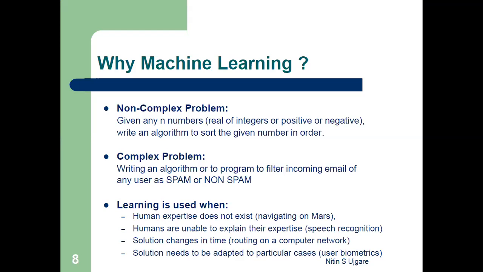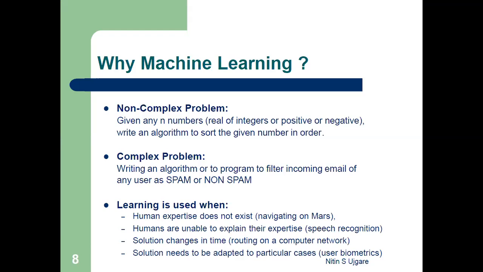So why machine learning? Machine learning is required to solve many complex problems. It is not feasible to solve these complex problems by writing traditional algorithms or programs. So the problems are divided into two types, the non-complex problem and the complex problem. Let us first discuss the non-complex problem. Given any n numbers, which may be real or integers, may be positive or negative, our objective is to write an algorithm or program to output all input numbers in sorted order.